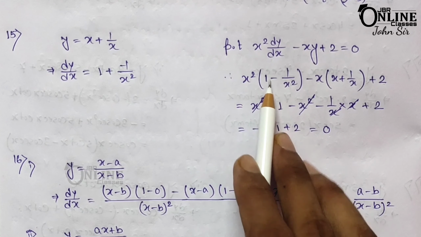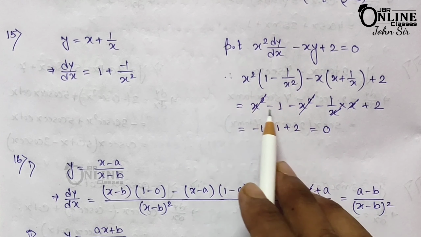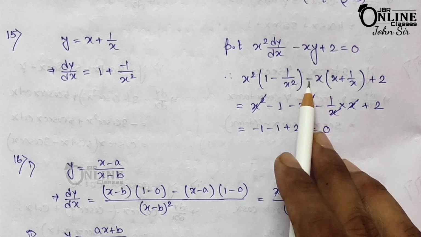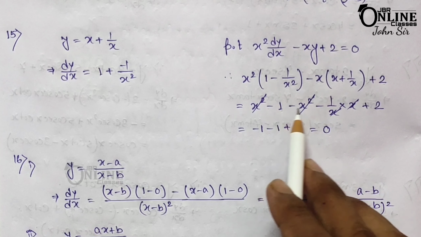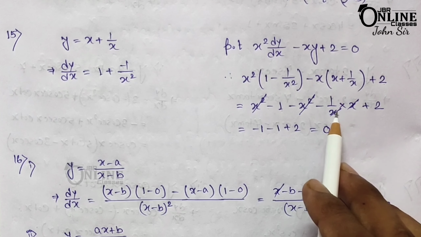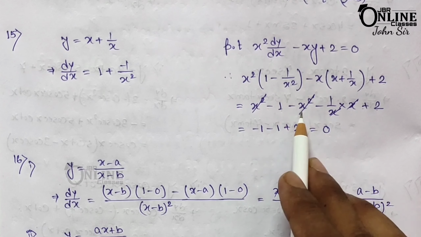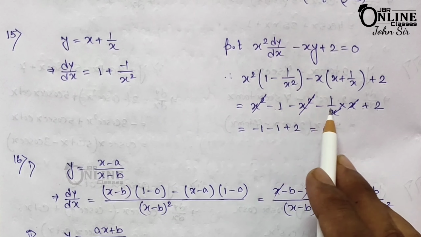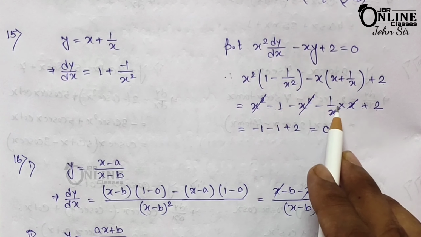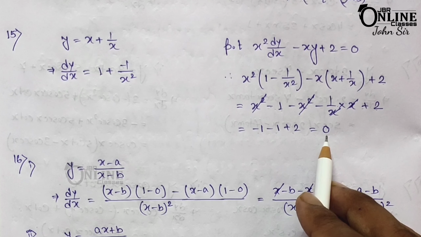So now x square into 1, then minus x square into 1 by x square. So x square cancel out, it becomes minus 1. Then here minus x into x, so minus x square, then minus plus minus, so x into 1 by x, it's cancel out, and here plus 2. So it will be x square cancel out, here minus 1, here minus 1. So minus 1 minus 1, it's minus 2 plus 2, and that becomes 0, and it's proved.